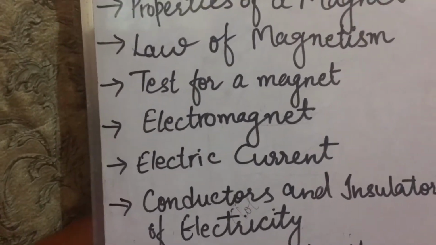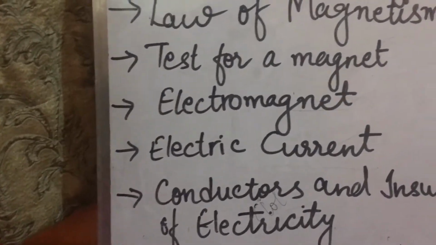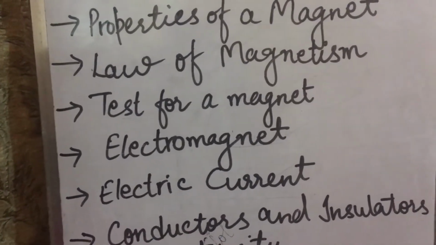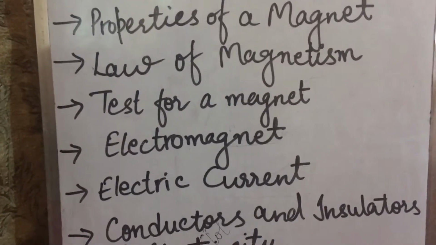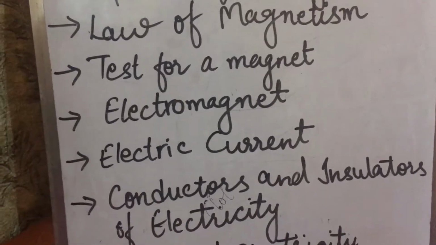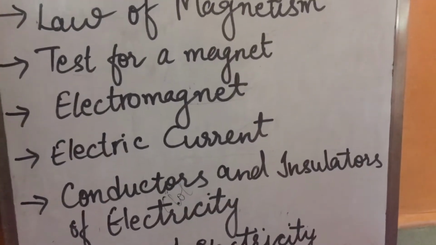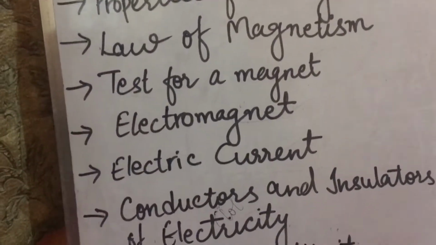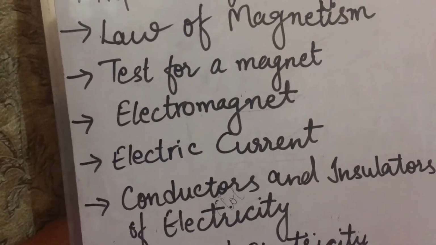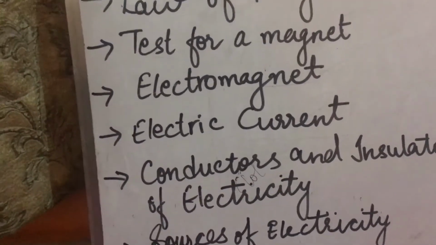Now the next topic, children, is the test for a magnet. What is the test for a magnet? See children, how do we come to know whether a given magnetic substance is a magnet or not? What will we do? Repulsion is the sure test of magnetism. That means a magnet can do two things: either it will attract the thing or it will repel the thing. But why is only repulsion the sure test of magnetism? Why do we take repulsion as the sure test, such that if it repels, we say that it is a magnet? That I will explain to you.